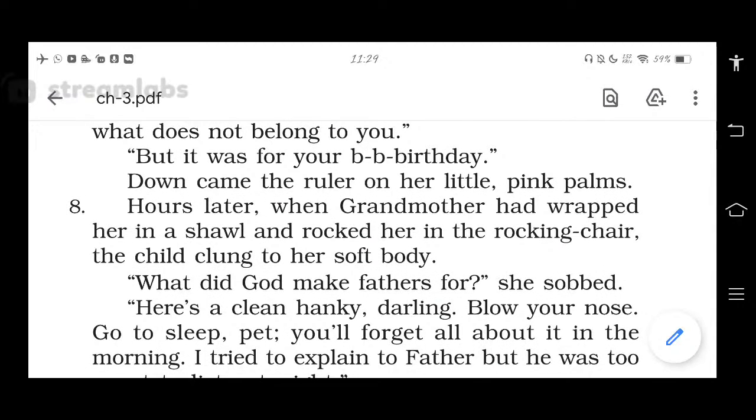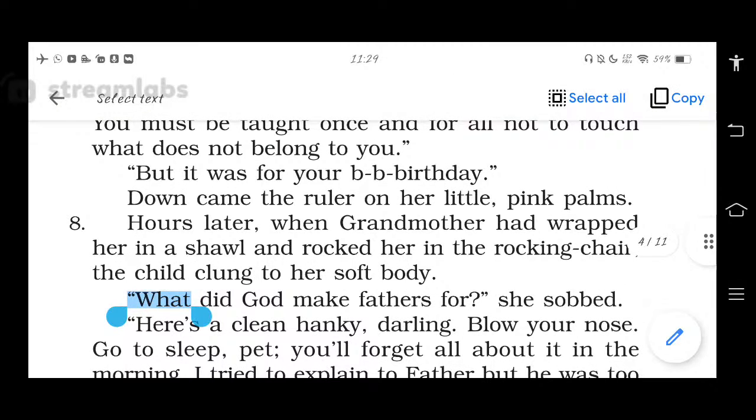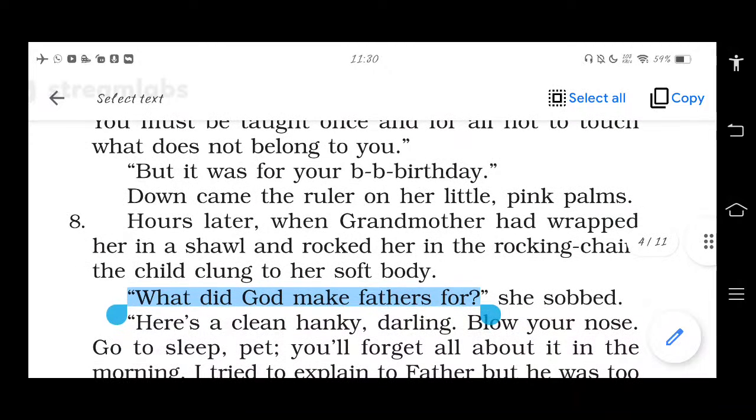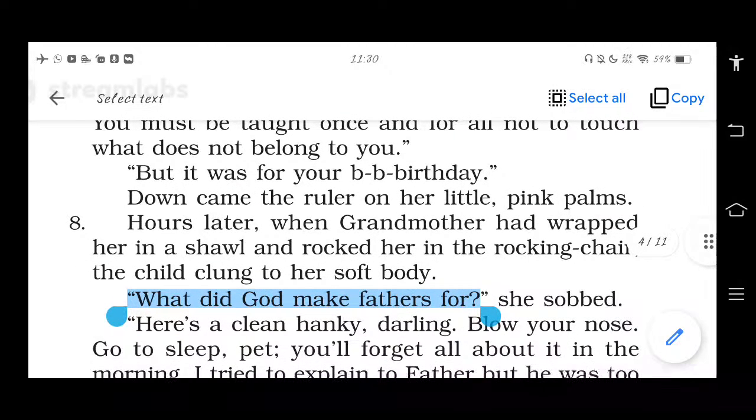So what did God make father for? Then the girl asked this question. So the girl asked, this is a hard question. Nobody should expect such kind of questions. But as the girl did not understand her father, she asked the question to her grandmother. What did God make father for?